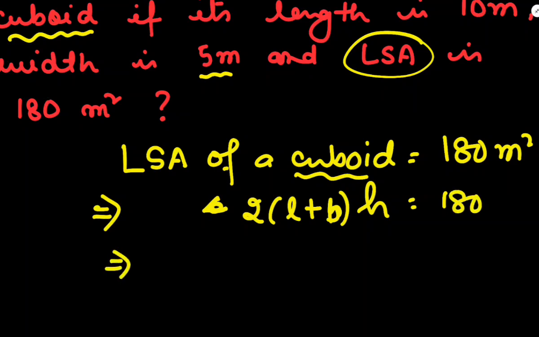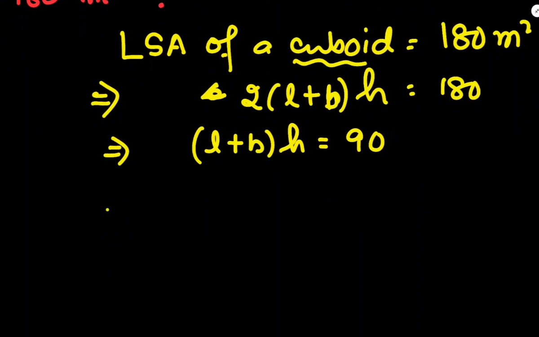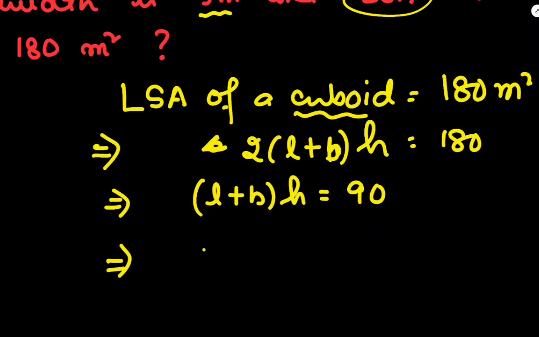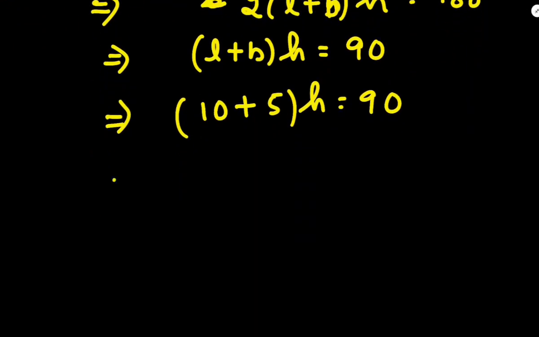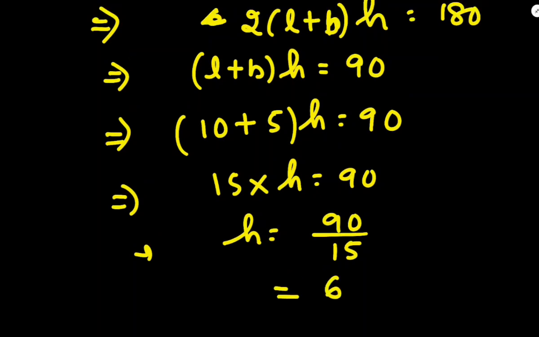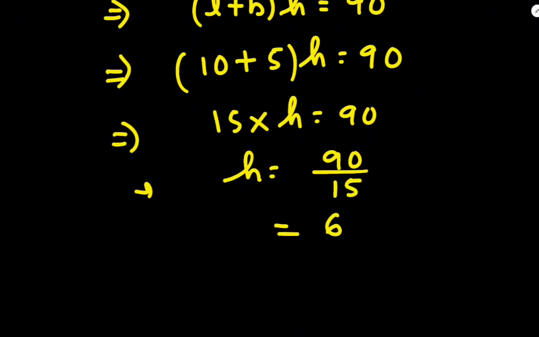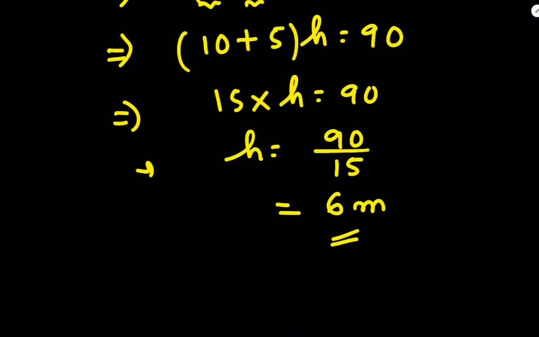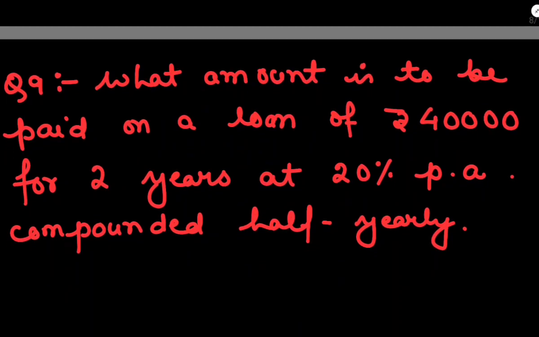180, so first I bring the 2 down: (L plus B) into H is 180 by 2, which is 90. Now I'll put the values. As you can see, length is 10 and breadth is 5, with my bracket, obviously 90. So 10 plus 5 is 15, so 15 into H is 90, so height is 90 by 15. Obviously, 15 times 6 is 90, so height is 6. Look at the unit: meter. Okay, so height is 6 meter, right? Very simple, just substitute L and B.